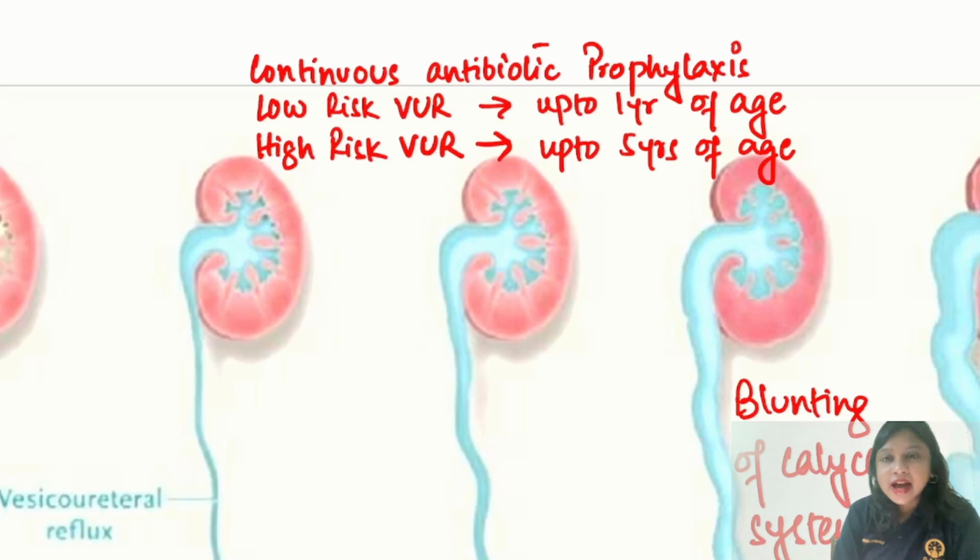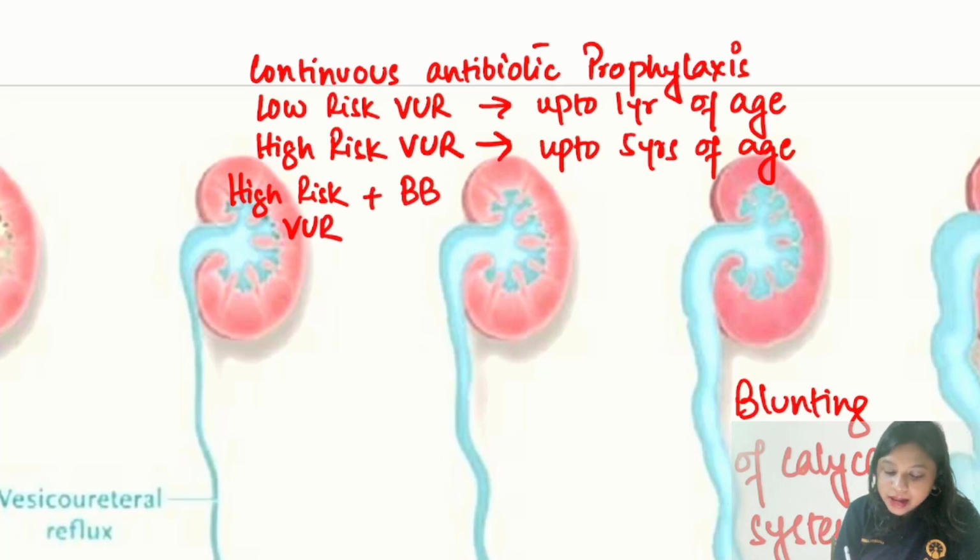And if it is a high risk VUR plus bowel and bladder dysfunction, in short BBD, then we need to give prophylaxis beyond 5 years of age.